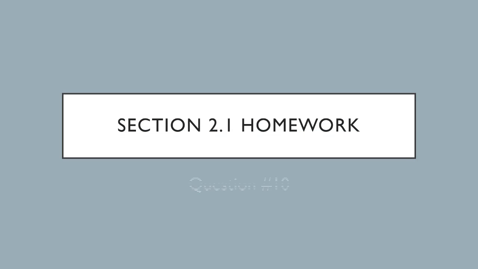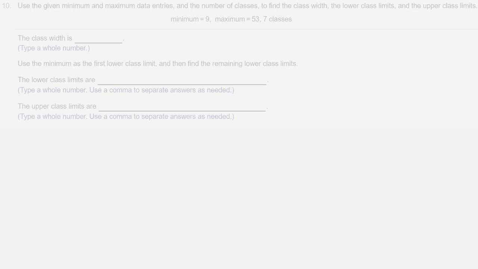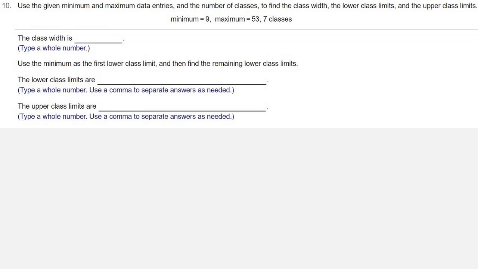We're looking at homework from section 2.1. This is question number 10. Use the given minimum and maximum data entries and the number of classes to find the class width, the lower class limits, and the upper class limits. So the minimum is 9, maximum is 53, and we're looking at 7 classes.